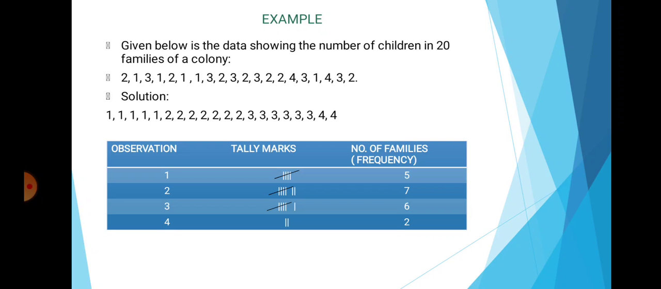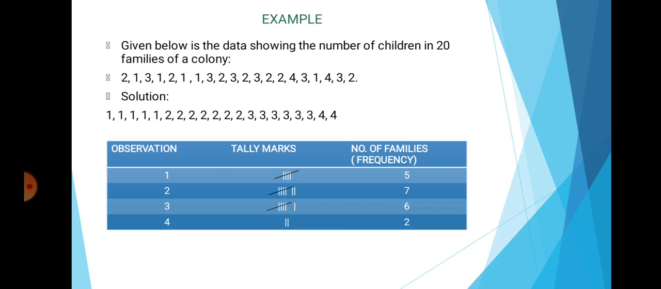So what is the first thing we have to do? We have to arrange it. Either you can arrange in ascending order or in descending order. Here I have done it in ascending order. So how many ones are there? One means that particular family has only one child. So you have 5 ones, meaning in 5 families they have only one child. And we have 7 twos, which means 7 families have 2 children in their home. And we have 6 threes, which means 6 families have 3 children in their home. And finally there are 2 fours, which means in 2 families you have 4 children. So this is the meaning of the data which is given.